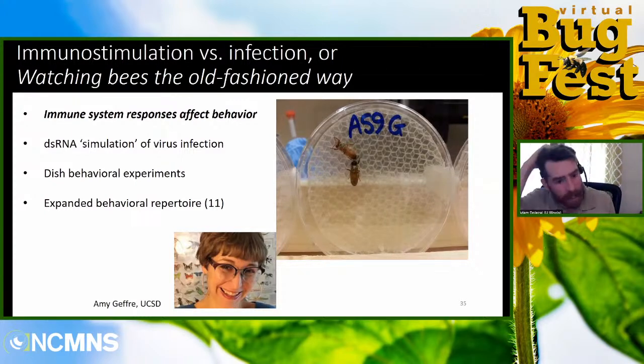And so this allowed us to do another treatment where we used double-stranded RNA, which we can talk about if people are interested. But basically what this did was simulate an infection. It turned on the bee's immune system a little bit, but they're not actually sick. They're not actually infected with anything. So we wanted to see, is this a general response to a disease? Or is this something really specific to this one virus?